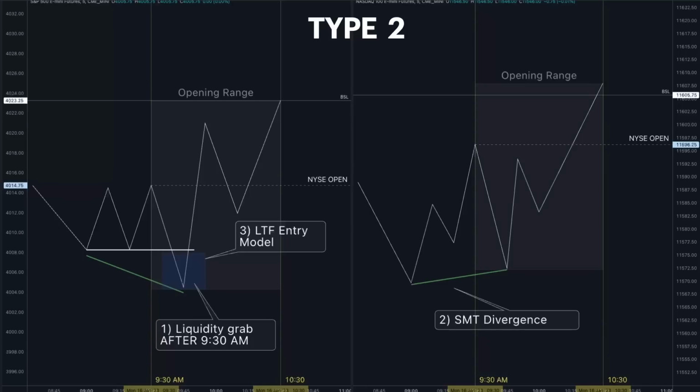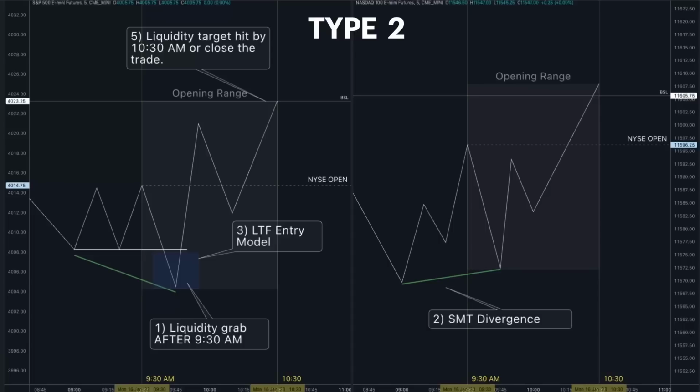This can be a short-term high being taken out on the 1 minute with a displacement. This can mean an order block, breaker, some sort of entry model that you are comfortable with. And then step 5, after we get our entry on our entry model. Step 5, again, similarly to before, is a liquidity target by 10:10, 10:30, maybe noon, depending on the situation.